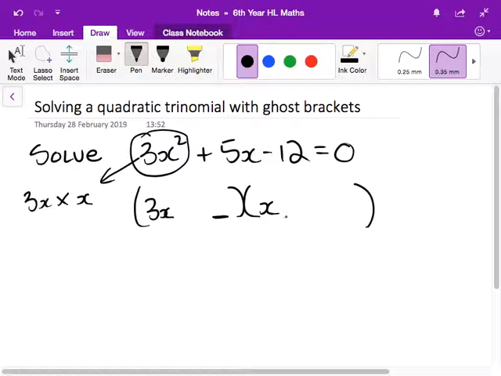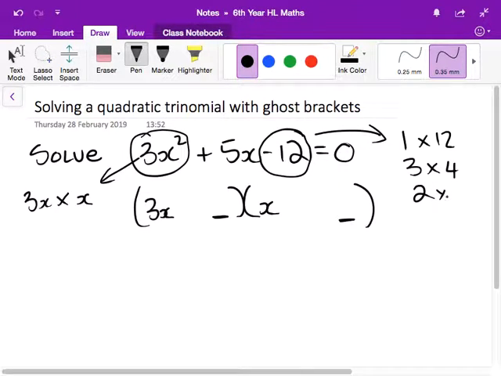The second part of the bracket, this bit here, is going to be formed by the factors of 12. So the options there are 1 by 12, or 3 by 4, or 2 by 6. Rather than trying to work it out, I'm just going to put one in and show you the kind of maths you have to do to figure it out. So let's say I put a 2 in here and a 6 in here. I'm going with this one.